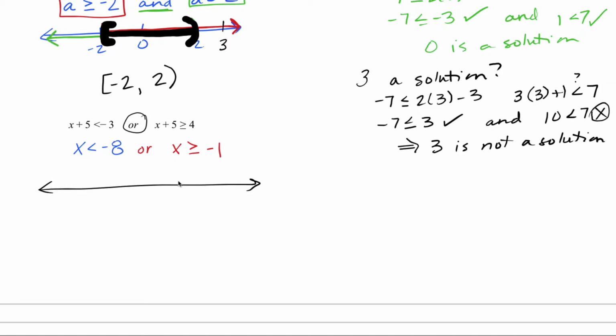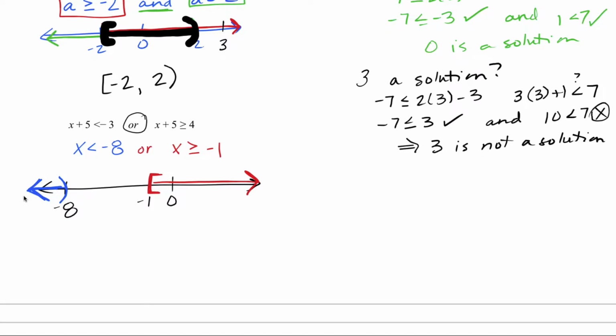We'll put 0, -1, -8. So in blue, x is less than -8. So we can't include -8, and we want the numbers that are less than that. In red, we want numbers that are greater than or equal to -1. But this is an or, so it doesn't have to be true for both.